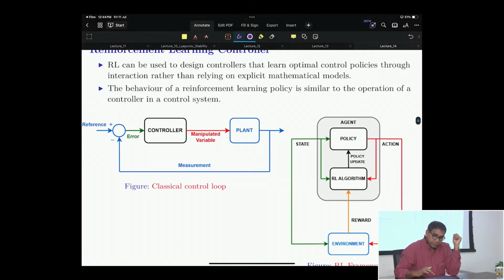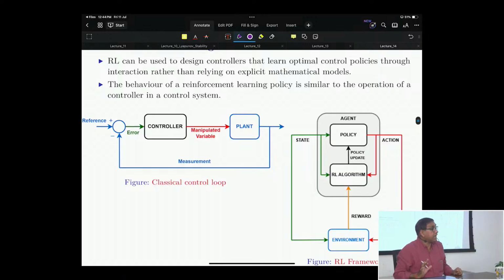See here, standard control theory: reference, controller, manipulated variable, plant, right? Now here you see the same thing. Environment is the system, right? The system is giving you states, the output or anything. Agent is the controller. The controller will take the reward from the system, observe the state, and depending on the policy, it will take action.